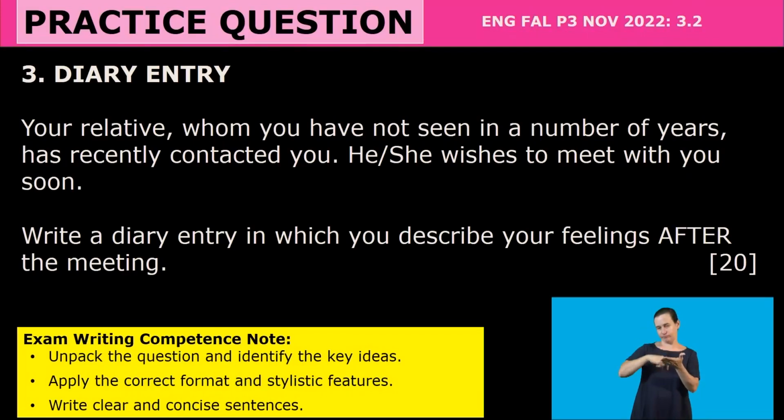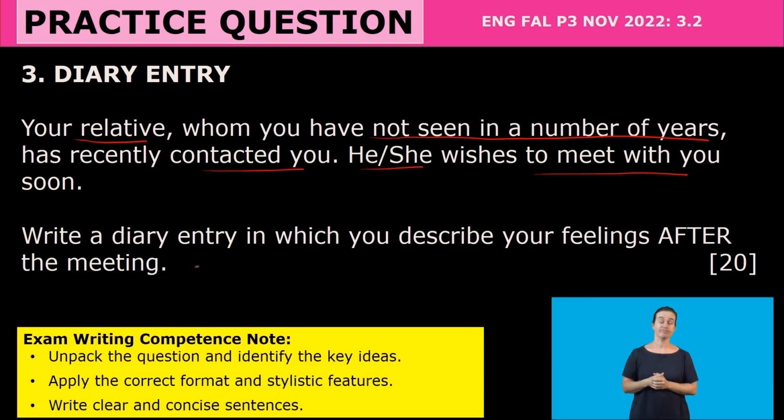Moving on to our next example from category B, the diary entry. Always unpack and highlight the key ideas. Your relative, whom you have not seen in a number of years, has recently contacted you. He or she wishes to meet with you soon. Write a diary entry in which you describe your feelings after the meeting.